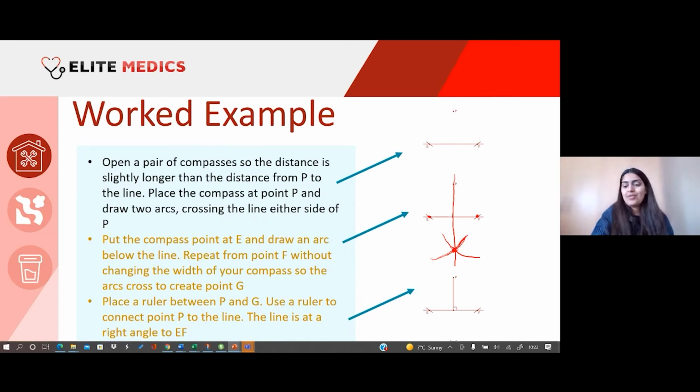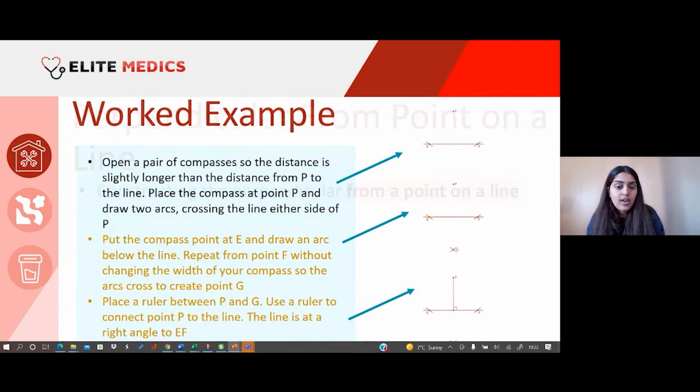Always make sure you label your perpendicular with a nice right angle over there, just to make sure that the examiner knows what you're talking about. So hopefully that makes sense. That's a really quick example on how to actually construct a perpendicular line from a point. And we're going to move on now.